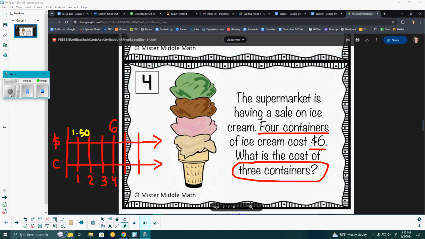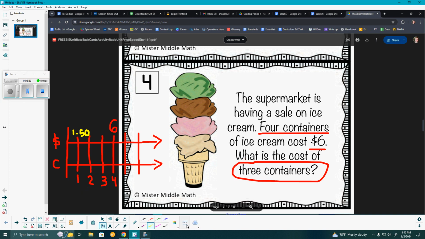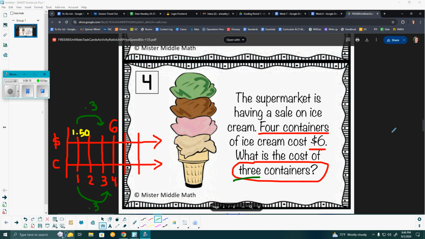Remember, if I'm going too fast for you, you can always rewind or pause whenever you need to. Now that I know how much it costs to get 1 container of ice cream, I'm going to go forward from 1 to 3, because my question asks, what is the cost of 3 containers? So I know to get from 1 to 3, I need to multiply by 3. Again, we are in 6th grade, so we'll be using the dot to represent multiplication. I will do $1.50 times 3, because whatever I do to one side, I must do to the other.